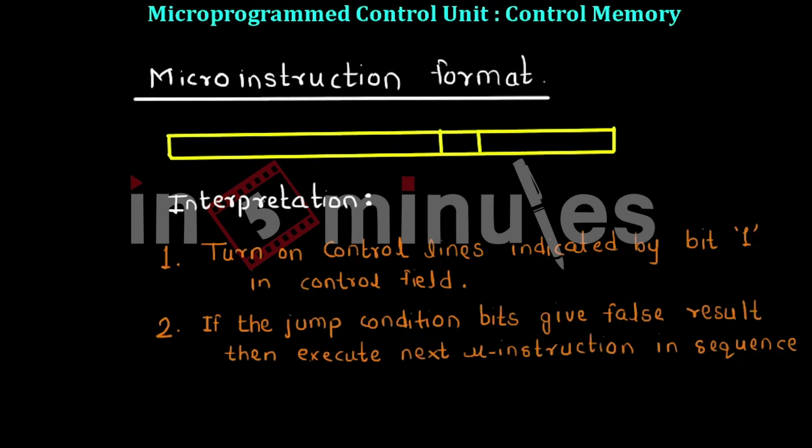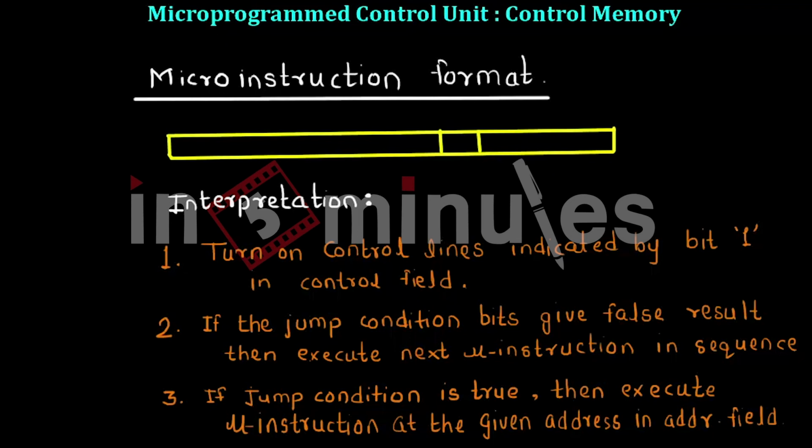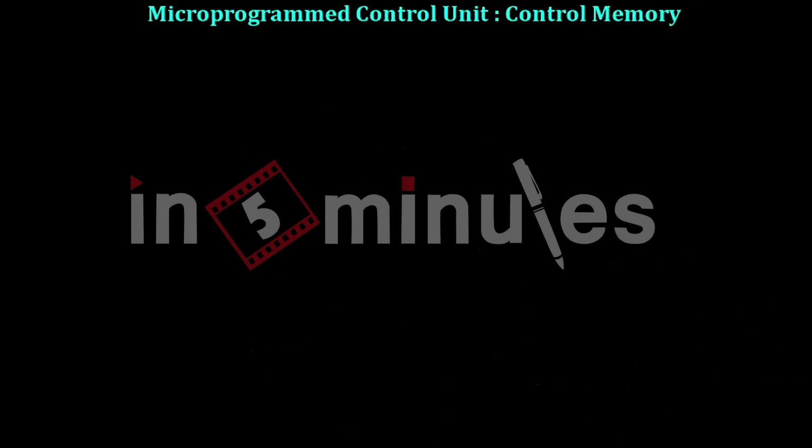Then what is the significance of the condition bit? If the jump condition bits give a false result, then we are going to execute the next micro instruction in sequence. However, if the jump conditions are true, then the micro instruction which we are going to execute next is the one specified by the address field. This is used for jumping from one micro instruction to another, depending on certain conditions given in the program. So basically we have seen the micro instruction format and how a micro instruction is represented as a sequence of bits.